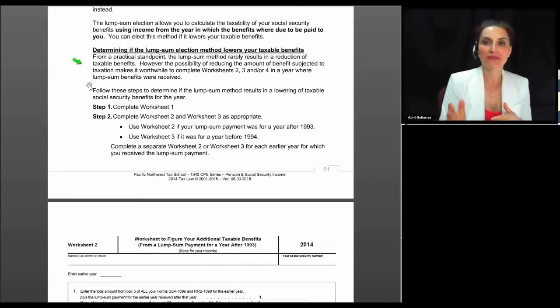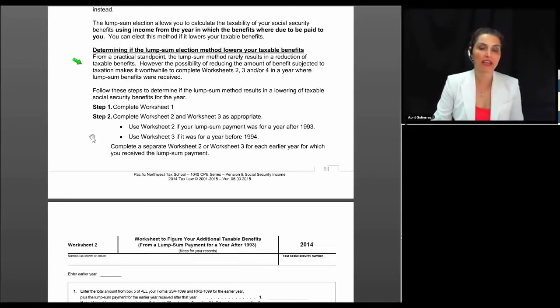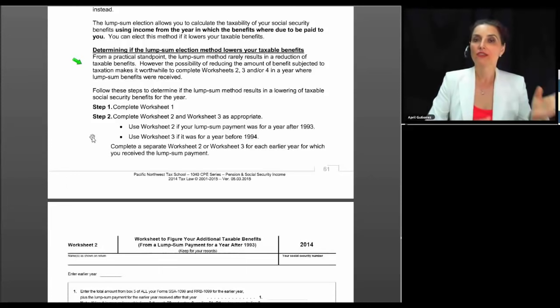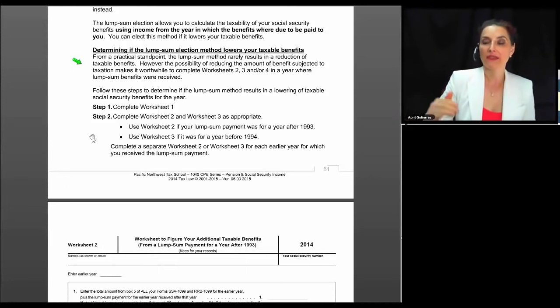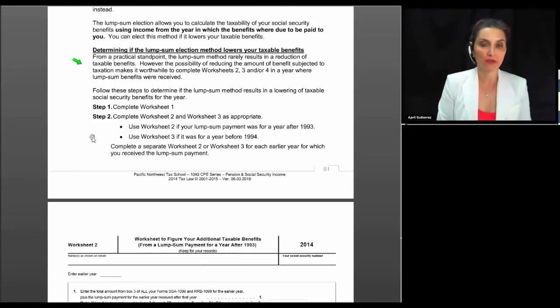And then if you received them for any other earlier years, you again take Worksheet 2 and use it in turn for each of the earlier years. You then add up all of the amount of Social Security benefits that you would have received for each of the years on Worksheet 2 and use those numbers to fill out Worksheet 4. And if at the bottom of Worksheet 4 you come up with a lower taxable Social Security income amount, you're going to use the amount that you figured on Worksheet 4.